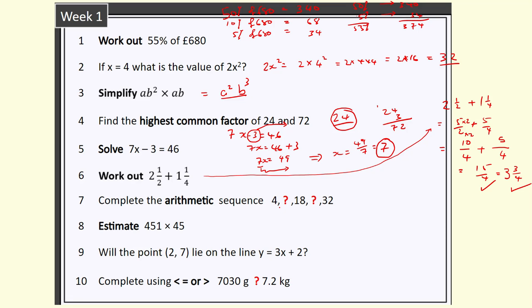Complete the arithmetic sequence. So you're going from 4 to something. It's arithmetic, so it's going up in the same amount each time.